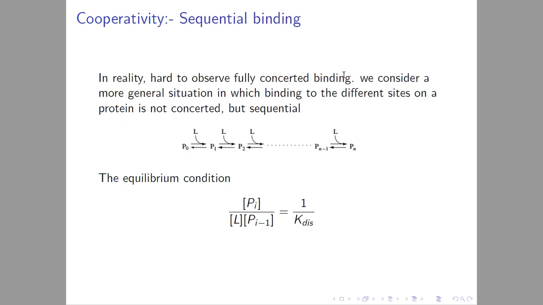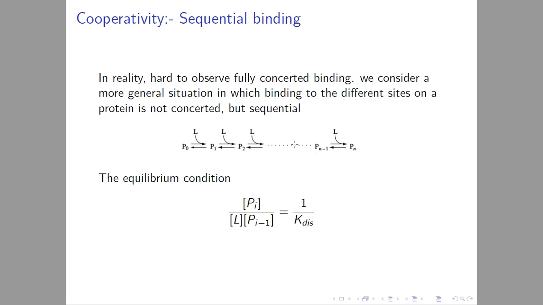But here, the next one is the sequential binding. So in reality, it is hard to have fully concerted binding. So we are not going to see this concerted binding. So there is a more general equation. So binding to different sites on the protein is not concerted but sequential. So protein P0 attaches one ligand to become P1, then another ligand attaches to P1 to become P2, and another ligand attaches to P2 to become P3, and so on.